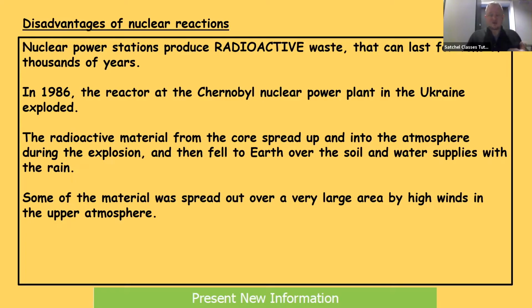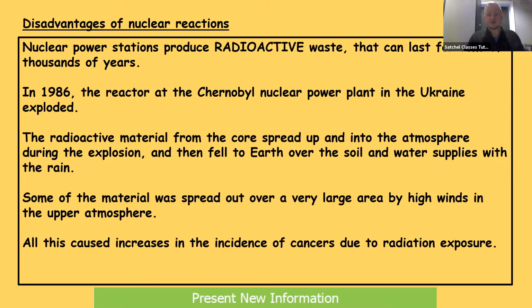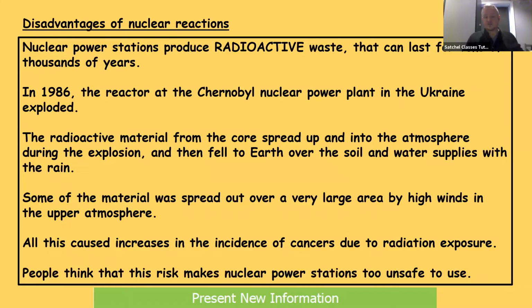Some of that was spread out over a very large area by high winds in the very upper atmosphere, and all this caused increases in the incidences of cancers in the people who survived the explosion in the surrounding areas due to radiation exposure. People think that this risk makes nuclear power stations too unsafe to use, because even if the event is not an accident caused by a failure in the power station's regulatory mechanisms, but by an act of God, for example, the Fukushima power station in Japan in 2011, which was hit by a tsunami, they think we can't account for that kind of risk, and so it is too unsafe to use because it can spread so easily.